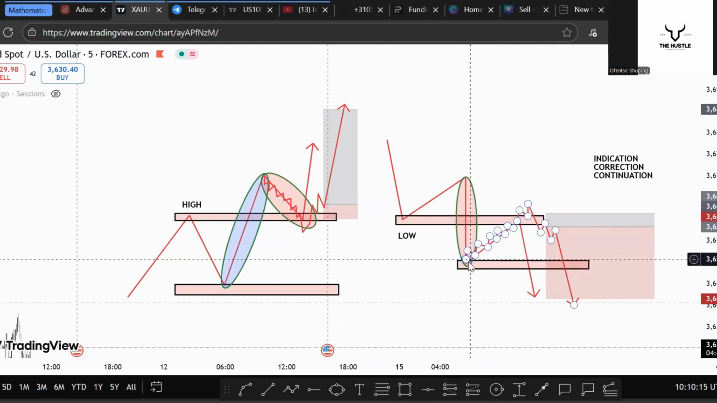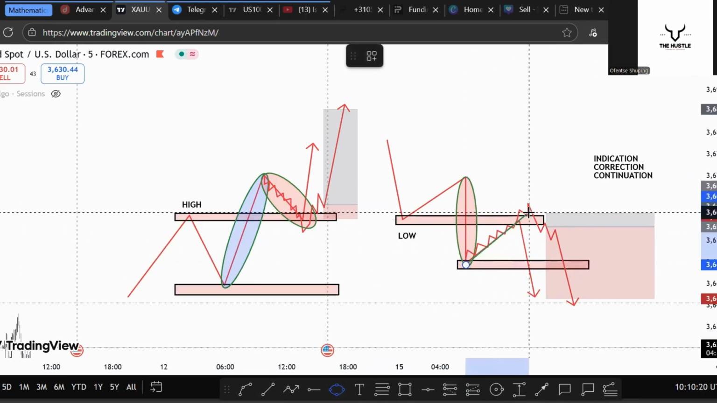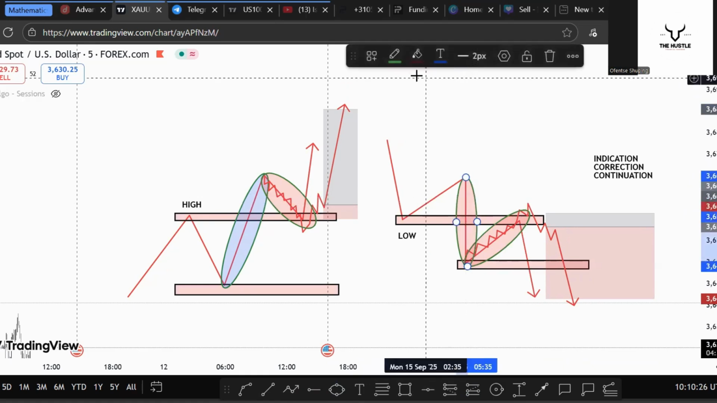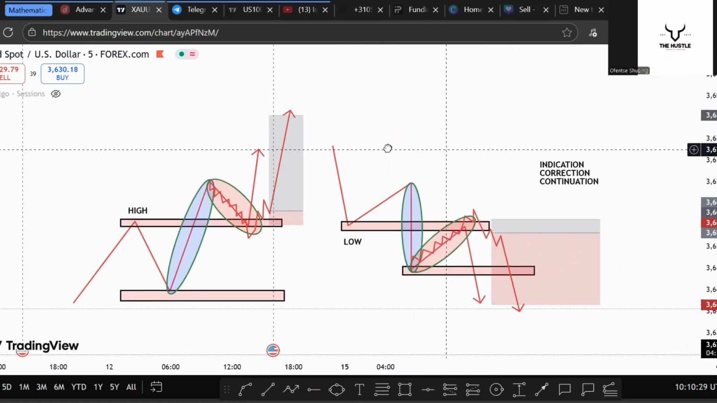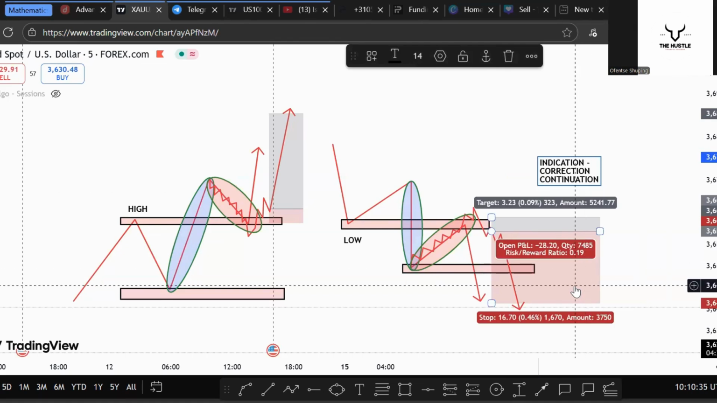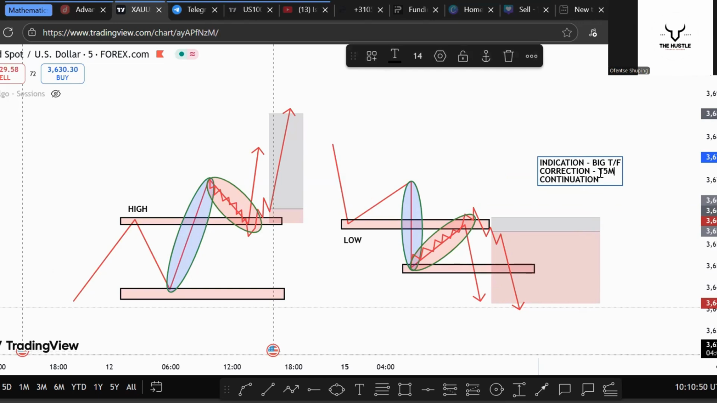You have first the indication, then the correction, which becomes a retest, as some people would say. People would say, "Nah, the market is coming to retest." But remember that your indication, you find it on a bigger time frame. Then your correction, you find it on a 15 minute or 5 minute chart.